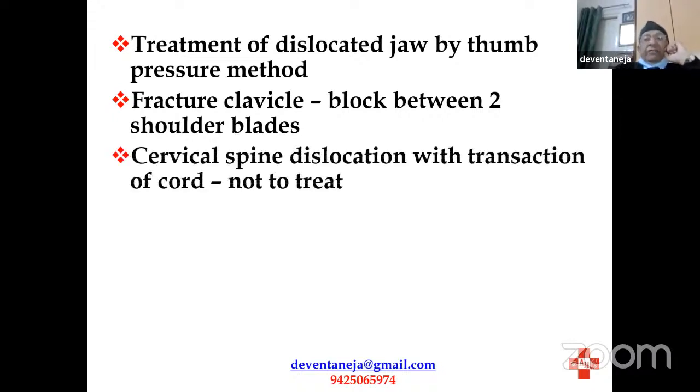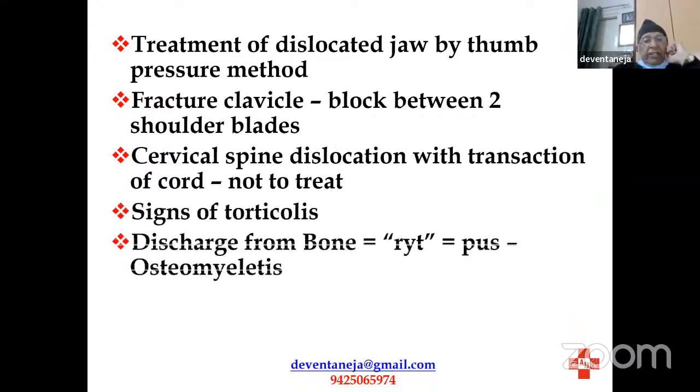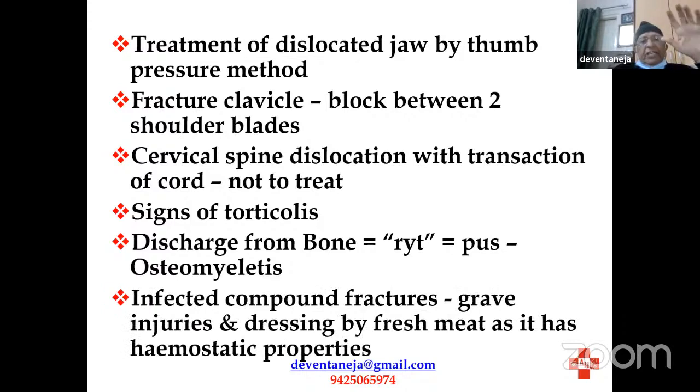Cervical spine dislocation with transection of the cord was not to be treated, very clearly written in that book. The signs of torticollis and discharge from the bone have also been mentioned, which they call a rit, which is pus as we call it these days, and probably osteomyelitis. Now, all these things are mentioned in that book. Infected compound fractures were considered a very grave injury, and they used to dress them with fresh meat as it has hemostatic properties.